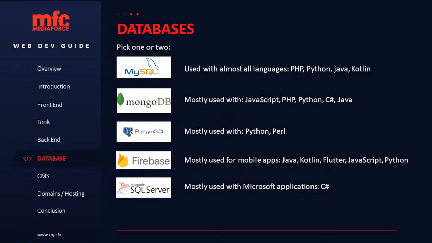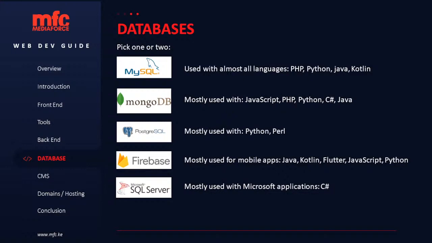PostgreSQL is used mostly when you are handling an application that works with data. That's why you can see it's mostly used with Python and Perl. Firebase is used mostly with mobile applications, because the DB is online, and when you're developing applications using probably Java, Kotlin, even Flutter, JavaScript and Python, then you're able to use Firebase as your database.